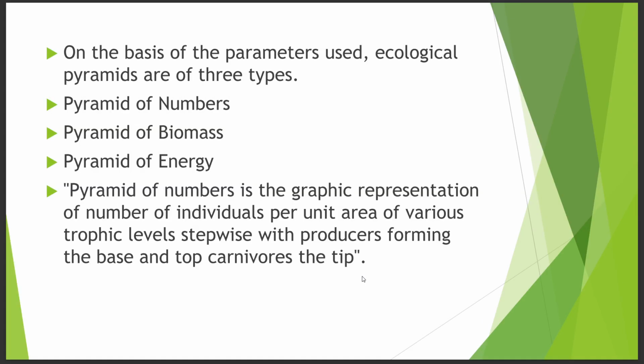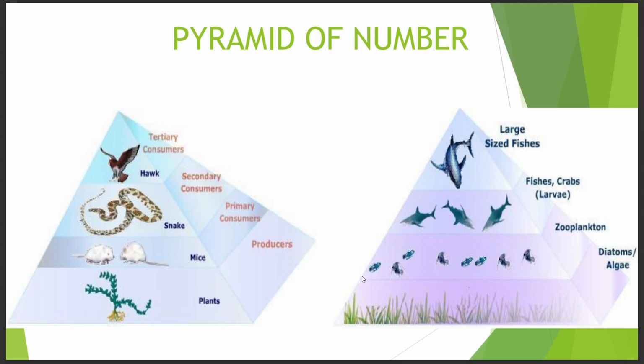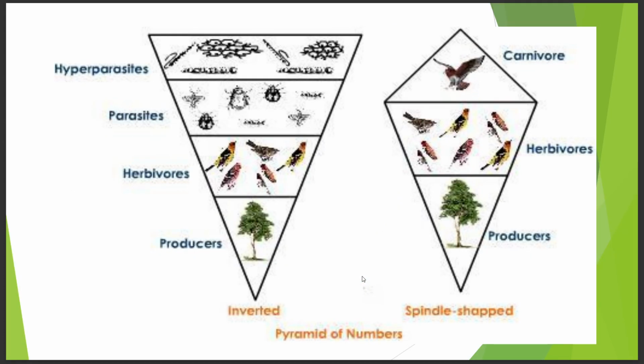So there are three pyramids. Now starting with the pyramid of numbers. This is a very simple definition: the pyramid of numbers represents the relationship between the numbers of the primary producers and consumers at different trophic levels. There are two types, one is upright and one is inverted. The one you see now on the screen is the upright pyramid, and this is the inverted one. The third one is the spindle shaped.